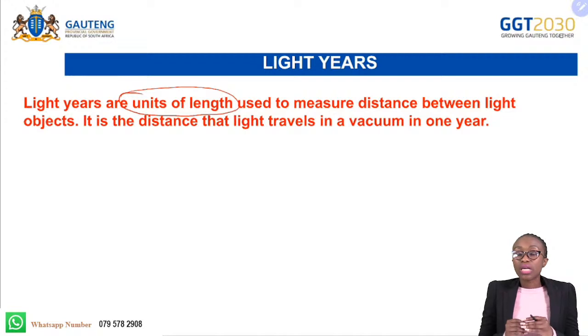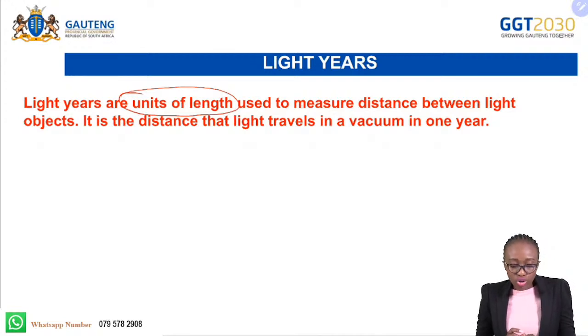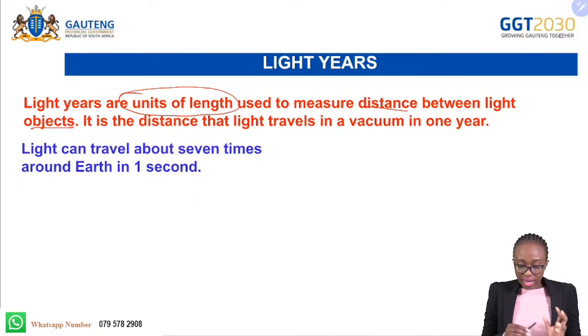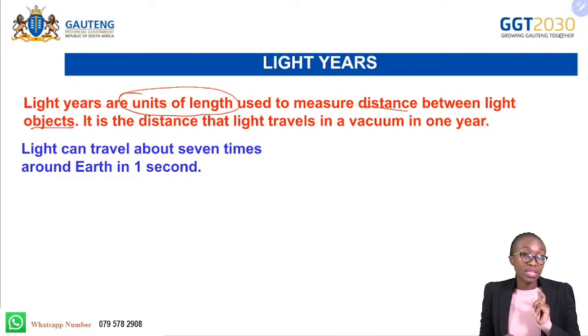Light years are a unit of measure used to measure the distance between objects in space. It is the distance that light travels in a vacuum in 1 year. Remember when we were learning in our third term, we learned that light travels very fast in a vacuum. So when we're measuring light years, we're measuring the distance traveled by light in a space of 1 year.